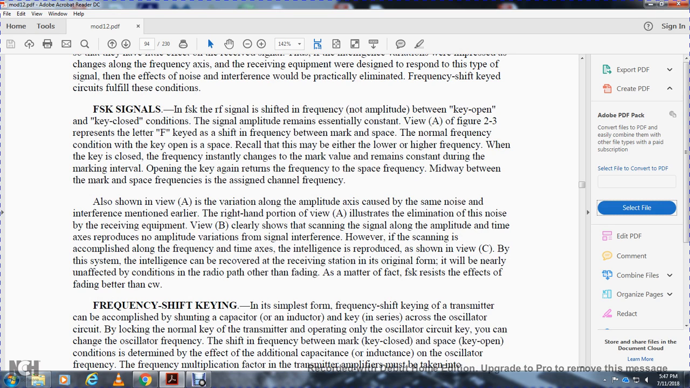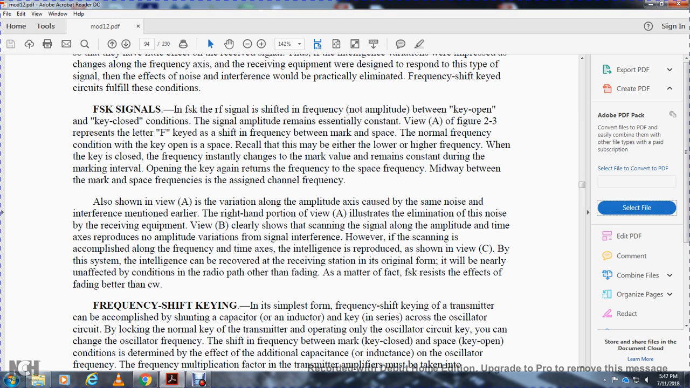The right-hand portion of view A illustrates the elimination of the noise by the receiving equipment. View B clearly shows the scanning of the signal along the amplitude time axis, reproduced with no amplitude variation from signal interference. However, the scanning accomplished along the frequency time axis reproduces the intelligence, as shown by the system. The intelligence can be recovered.